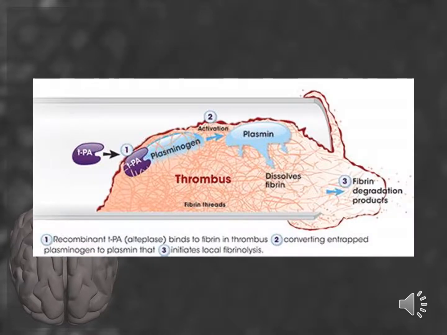When TPA is given, TPA binds to the fibrin of the clot, and then TPA causes plasminogen to convert into plasmin. That plasmin is what actually helps to dissolve the fibrin, resulting in a decreased size of the clot and hopefully ultimately complete loss of the clot.